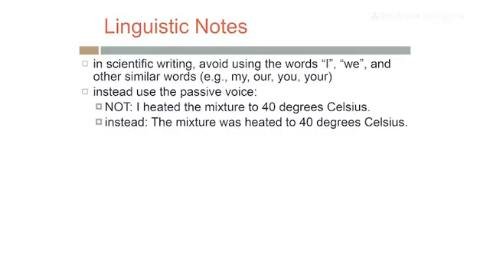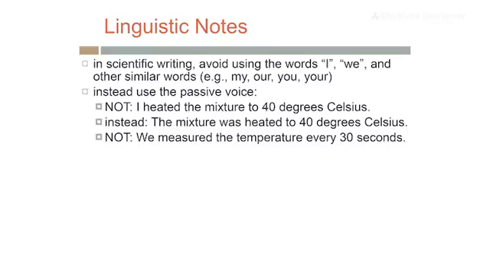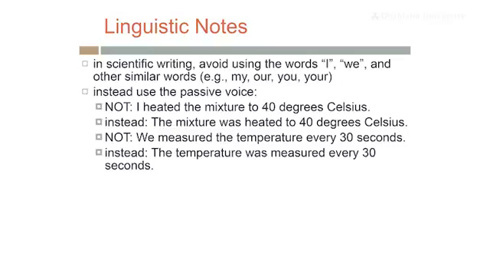So again, this is written scientific English. In normal written English outside of science, you wouldn't need to worry about this. But for scientific English, go for the passive voice. Okay? So if you did your research with some other people and you wanted to write, we measured the temperature every 30 seconds, instead, write, the temperature was measured every 30 seconds. It conveys the same information, but does so without using I, we, and similar words.